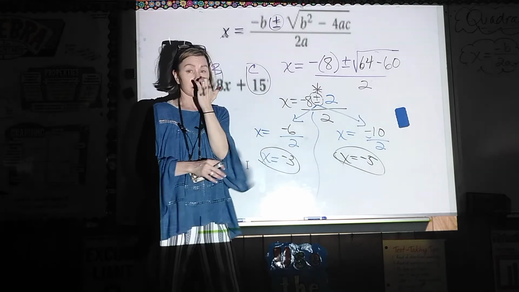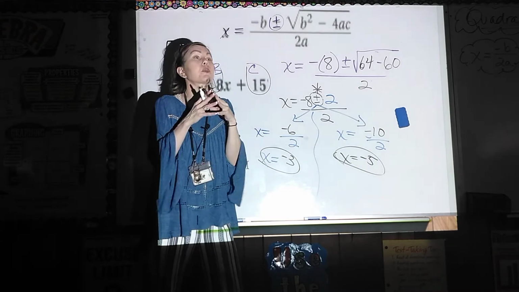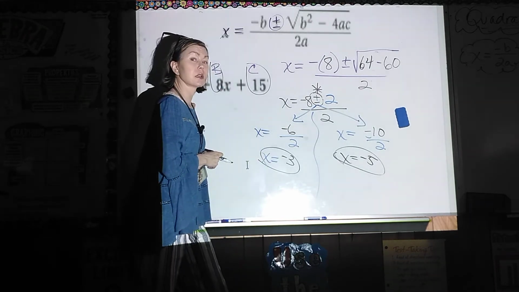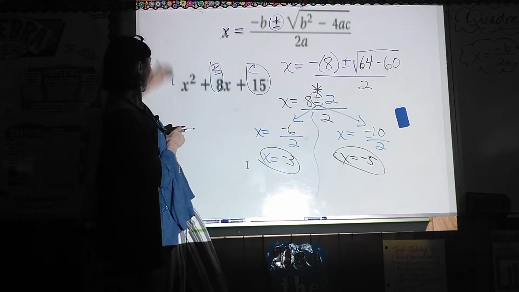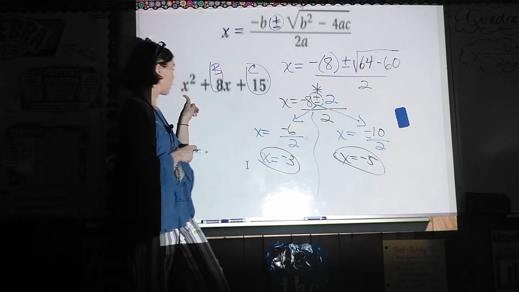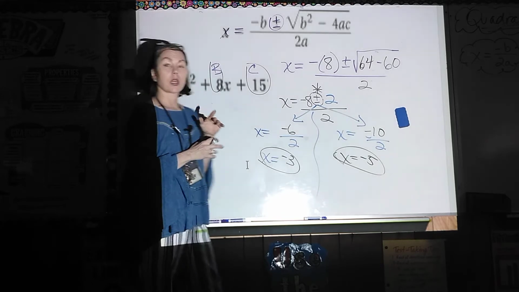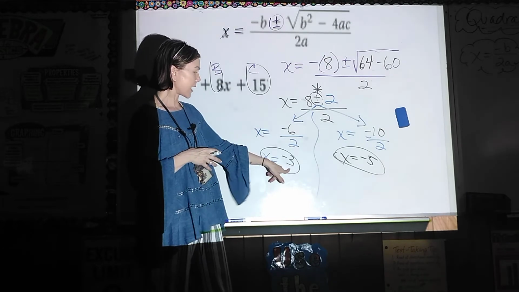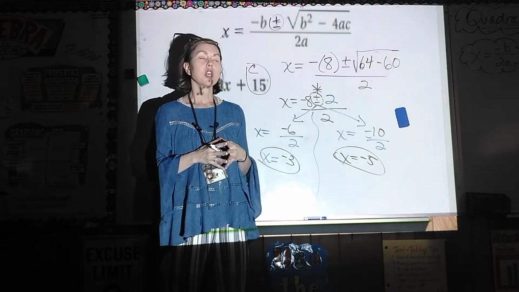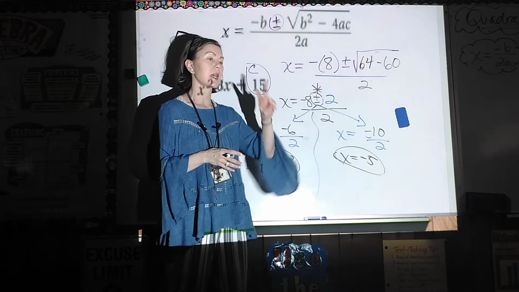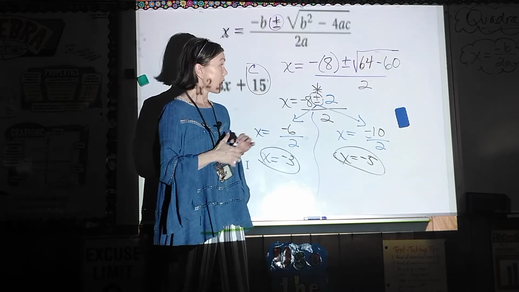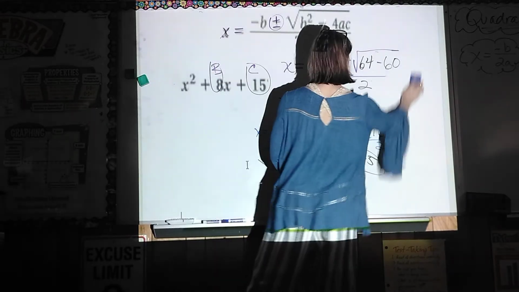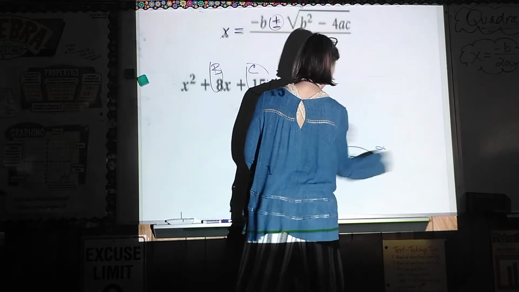So the parabola is a smiley face, because that's a positive A value. That smiley face, that parabola, crosses over the x-axis at negative 3 and negative 5. So this quadratic, this parabola, has 2 solutions. That's it, folks. That's using the quadratic formula. So, easy peasy. Good job, dudes.